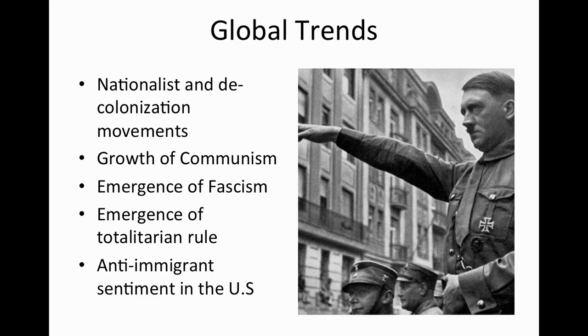The emergence of fascism. Hitler was a fascist. Mussolini, the dictator of Italy, was a fascist. We'll get into what that term means. But basically, these are totalitarian rulers who controlled the freedoms of the people in return for protection and glory. But again, we'll get more into the definition of fascism. And in the United States and all over the world, we're going to see anti-immigrant sentiment emerge in the 20s and 30s.